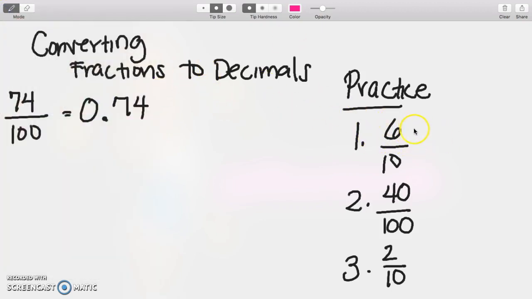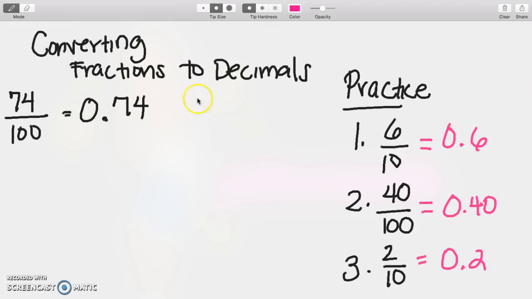If you see that this is 6/10 and you answered 0.6, you are definitely correct, because 6 is in the tenths place. That's fairly easy when you have a power of 10. Then the next one, number 2, you have 40 hundredths. Just like we did in the example, you would write 0.40. And then the last one, we repeat the same steps. We'll get 0.2. So that was fairly easy. I'm pretty sure it was.